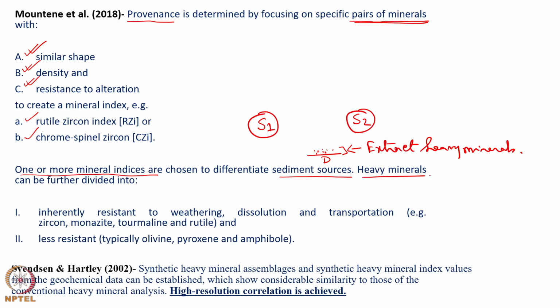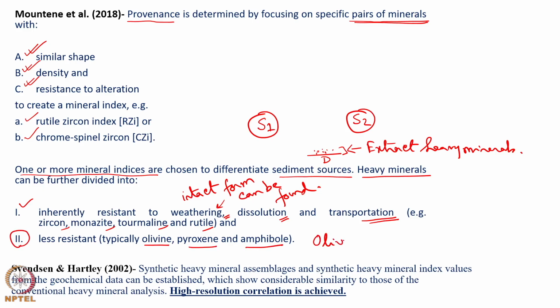If required, the heavy minerals can be further divided into two categories. Some are inherently resistant to weathering, that means in intact form we may find them, and not only resistant to weathering, but also resistant to dissolution and transportation. Examples are zircon, monazite, tourmaline and rutile. And there are less resistant heavy minerals, typically olivine, pyroxene and amphibole. We know olivine in the presence of water alters to serpentine, and the process is known as serpentinization.